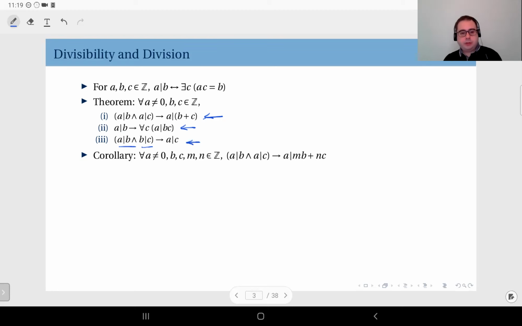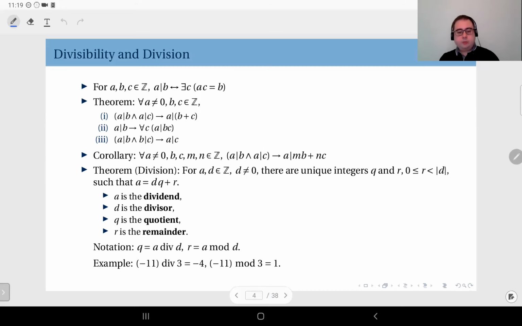Now, an immediate corollary of this theorem is that for integers a, b, c, m, and n, where again a is non-zero, if you have a divides b and a divides c, then this implies a divides a linear combination of b and c, m times b plus n times c. Of course, everything here is integer. Be careful about this so that the divisibility result holds.